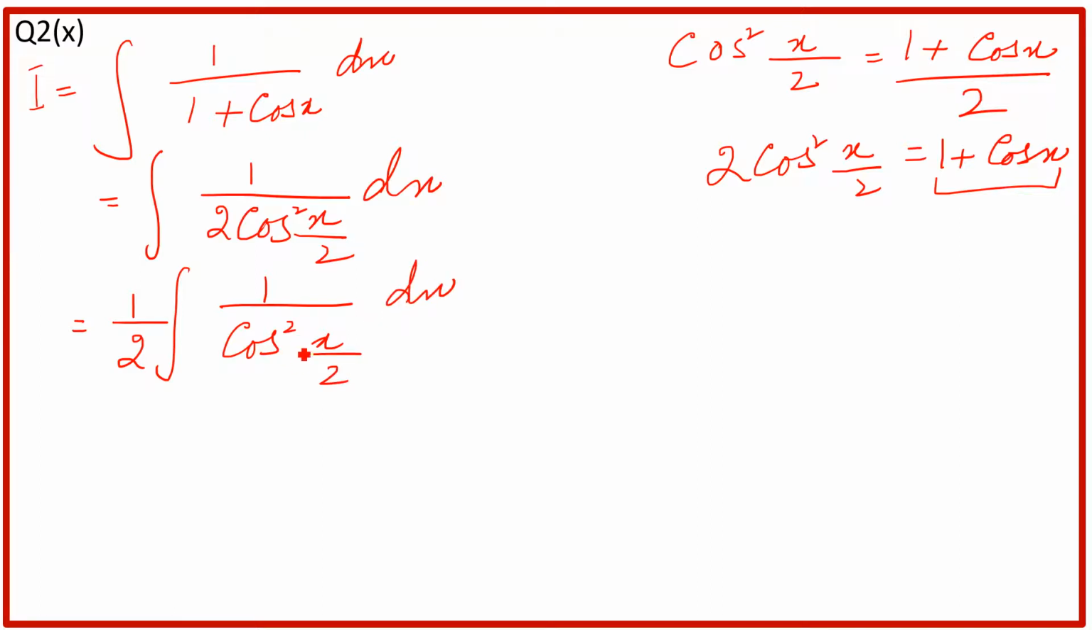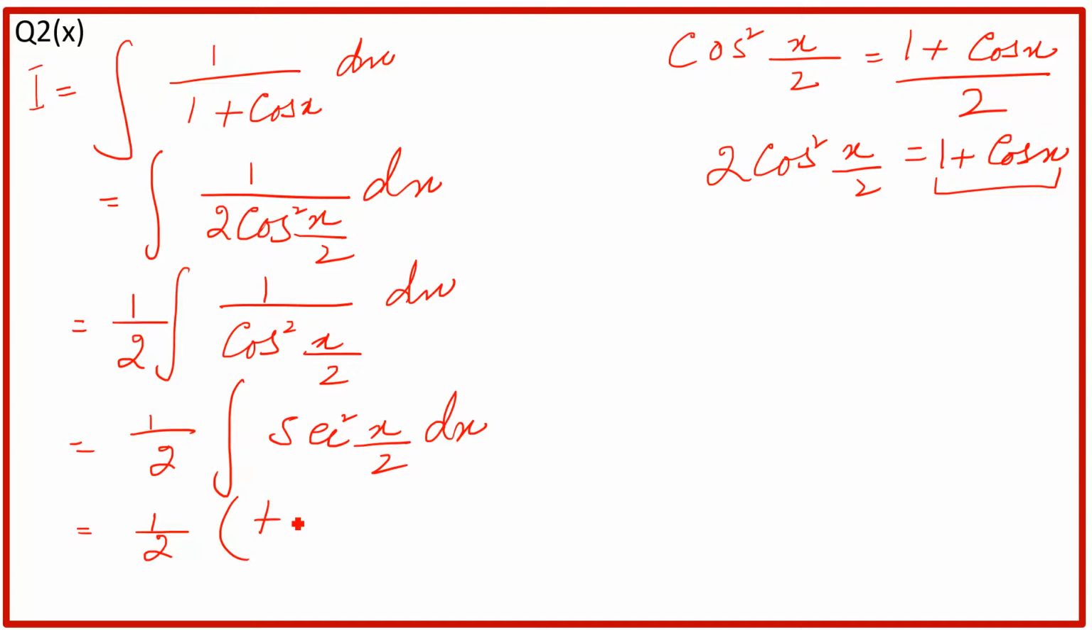And as we know that there is no direct integration for 1 divided by cos square x by 2, so we can write instead of 1 divided by cos square x by 2, secant square x by 2 dx. So for integration, you know the formulas and trigonometry very well. Here see 1 over 2, and the integration of secant square x by 2 is tangent x by 2.